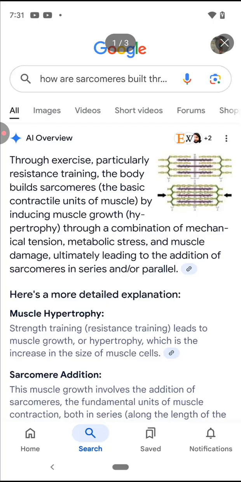So muscle growth, hypertrophy, happens through a combination, listen to the word, a combination of mechanical tension, metabolic stress, and what? Muscle damage, ultimately leading to the addition of sarcomeres in series and or parallel. So here's the thing. If these are the three things that build sarcomeres, the last one says muscle damage. The first two say mechanical tension and metabolic stress. But what is metabolic stress and what is mechanical tension?